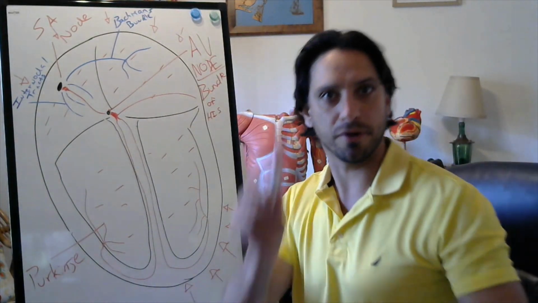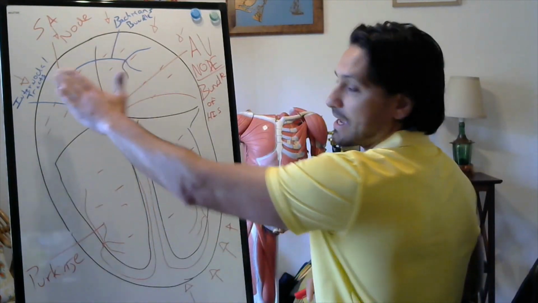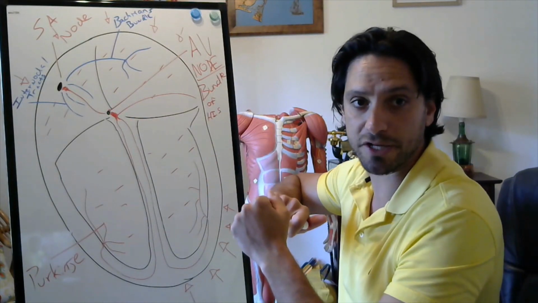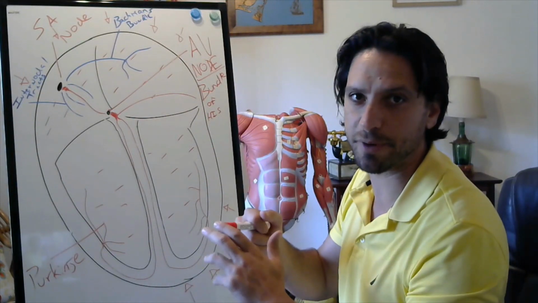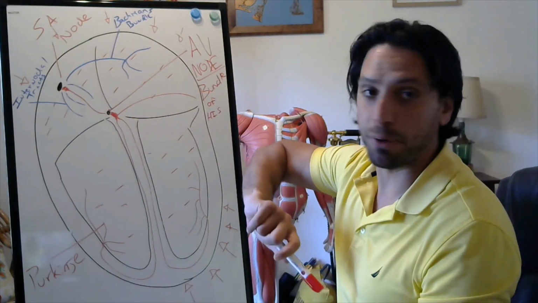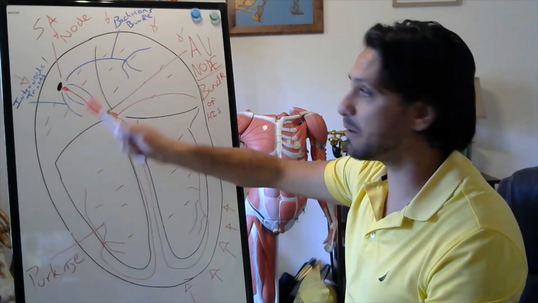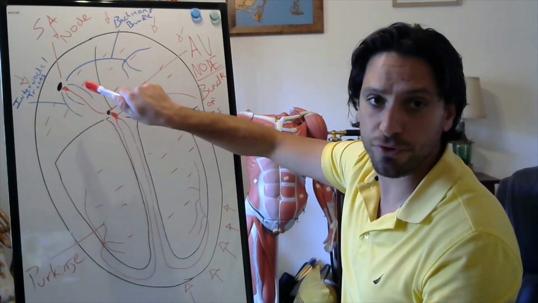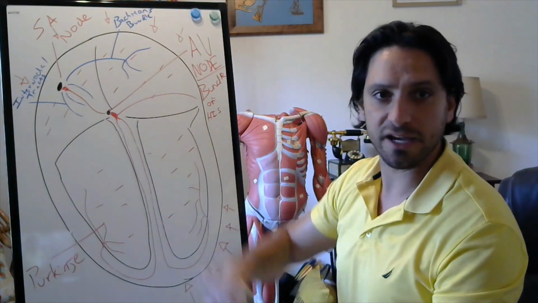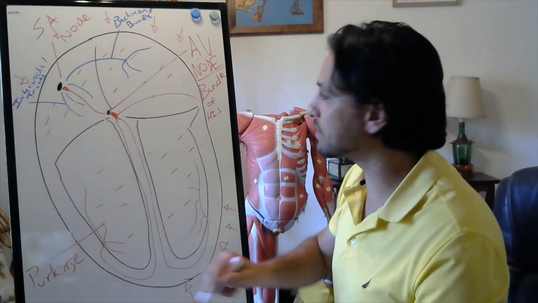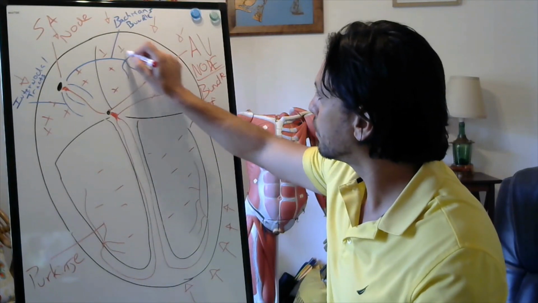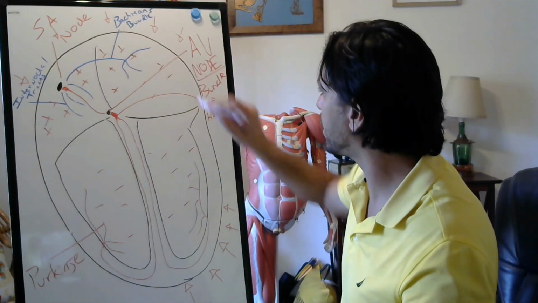Well, let me get my marker again. SA node sets the pace of the heart. It's the internal pacemaker, along with the AV node. It's another pacemaker of the heart, and the bundle of His is considered a pacemaker of the heart as well. We have depolarization, goes across the Bachmann's bundle, comes down through the internodal tracts, causes contraction of the ventricles. So, all these negative guys here, we get positive into the cell. Boom, boom, boom. We're going positive.